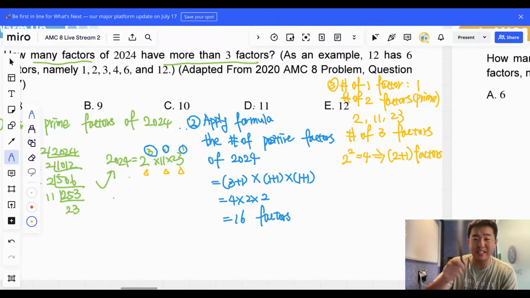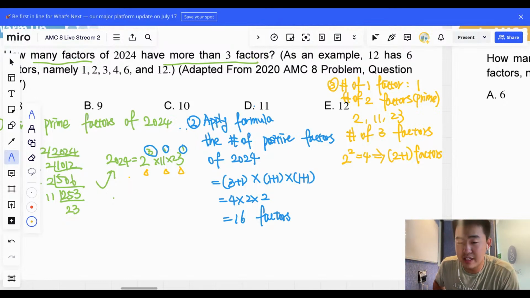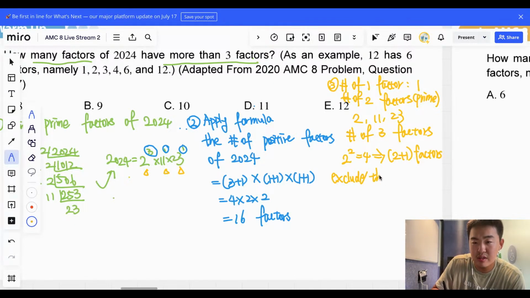Now, let's exclude all these numbers from our total 16 factors, okay? 16 possibilities. So I will say exclude the above 5 numbers. That's 1, 2, 3, 4, 5, okay? So exclude the above 5 numbers. Good.